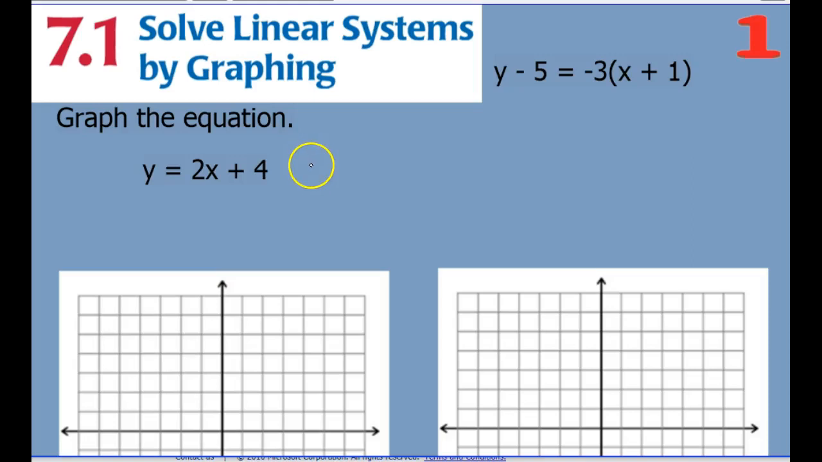Good morning, everybody. Today we're going to be starting our last chapter of the year, and that is Chapter 7. Chapter 7 is all about solving linear systems by graphing. Or solving linear systems, I should say. The first one in 7.1 is where we're going to solve by graphing.